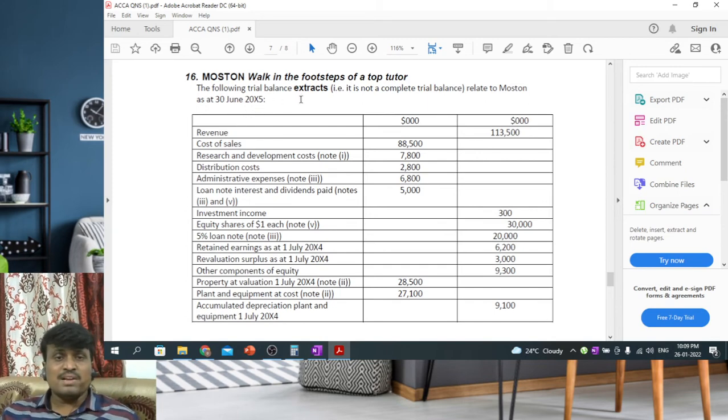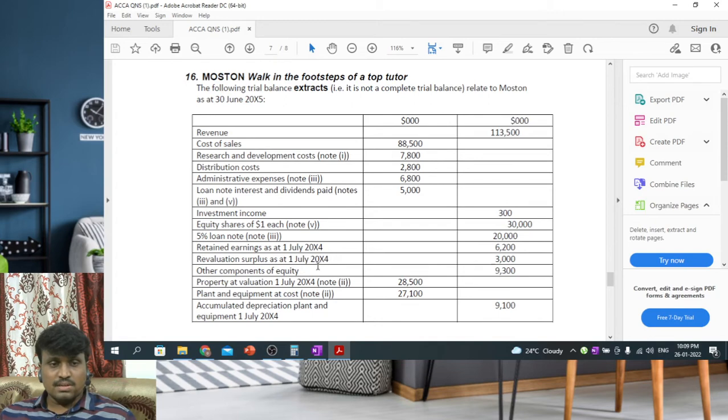The following trial balance extract, which is not a complete trial balance, relates to Monster as at 30th June 2005. Revenue, cost of sales, R&D, distribution cost, administration expenses, loan note interest and dividend paid, investment income, equity shares of $1 each. Corresponding notes are provided. 5% loan note, retained earnings as at 1st July 2004, and revaluation surplus.